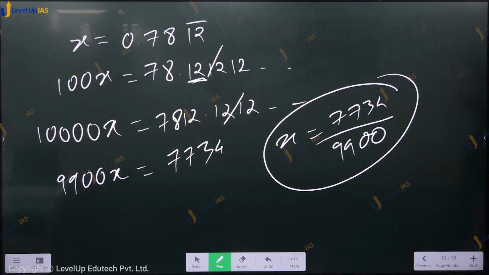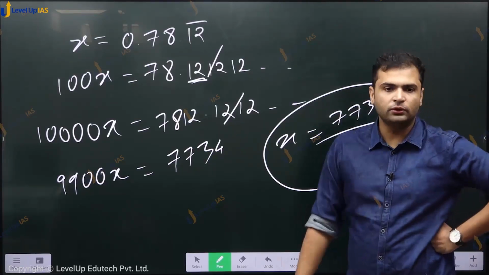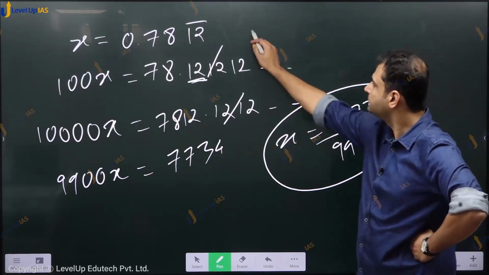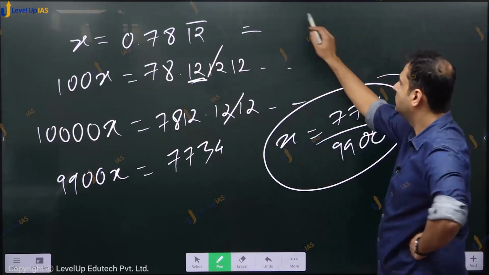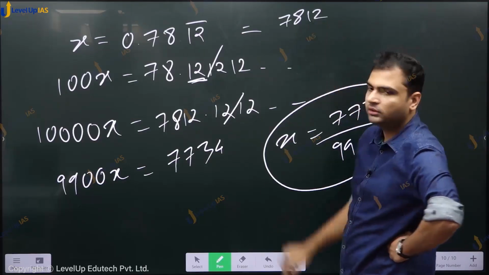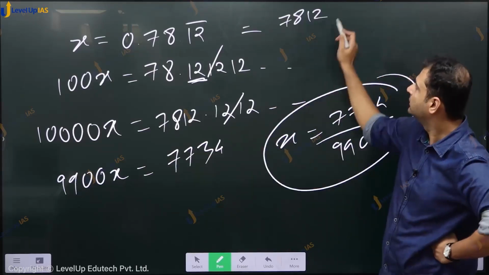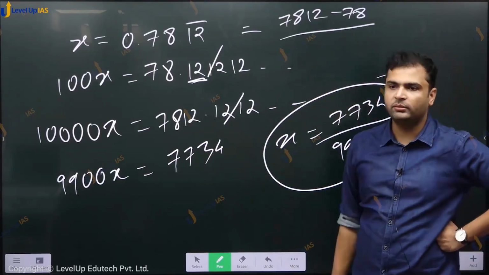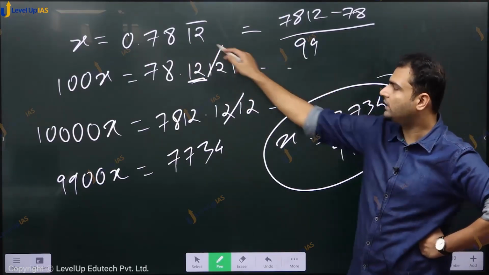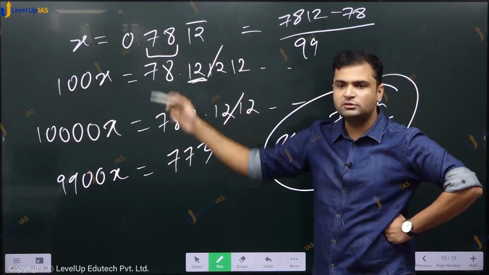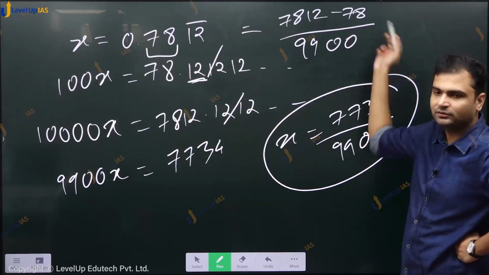Okay. Instead of doing this, the working rule is, write this entire number down, 7812 minus the part which is not repeated but is after decimal point, minus 78, and divided by as many 9s as there are repeated digits. So 2 repeated digits, and as many zeros as there are digits between decimal point and the repeated part. So 2 zeros again, which is what we got.